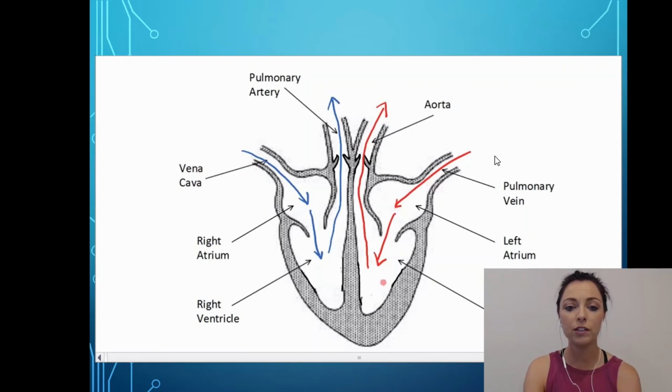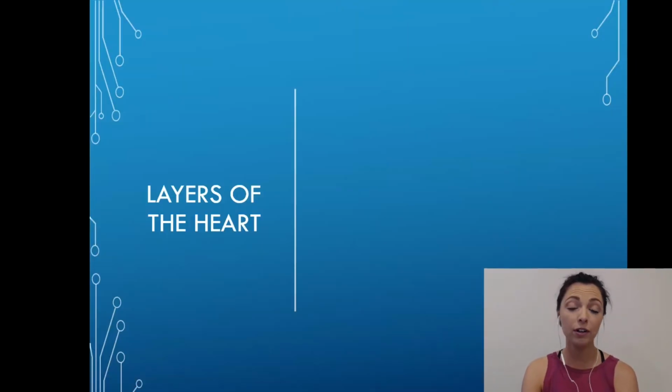Okay, so now that we know what it looks like, we're getting used to the terminology. You will have to sketch and draw this quite a lot to get into labelling and understanding the words. Now we're going to look at the layers of the heart.